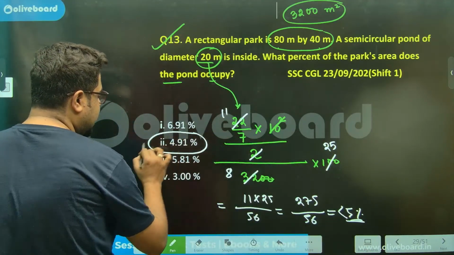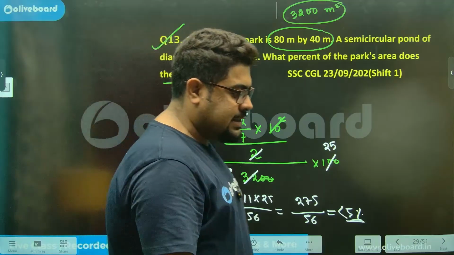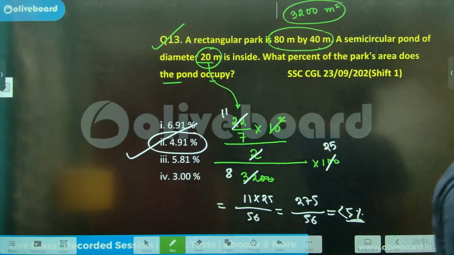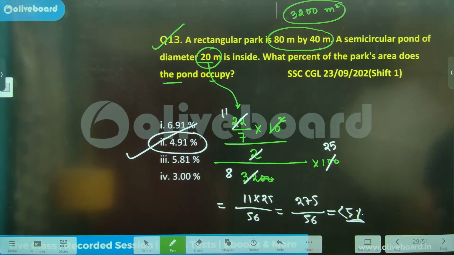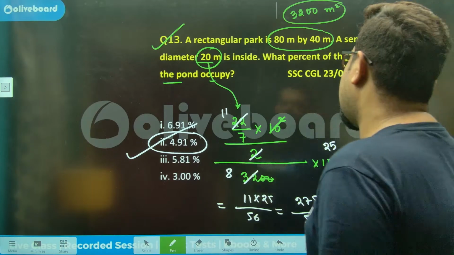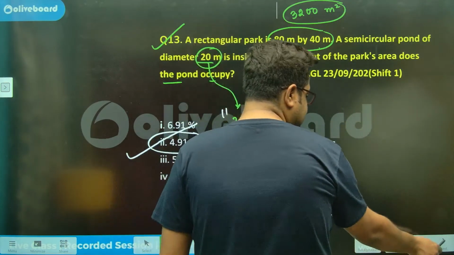You see, I have 4.91. Without fail, that's my answer. Again, it was not a very difficult question. They just wanted us to calculate and calculate and calculate.